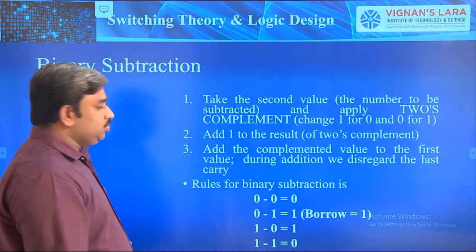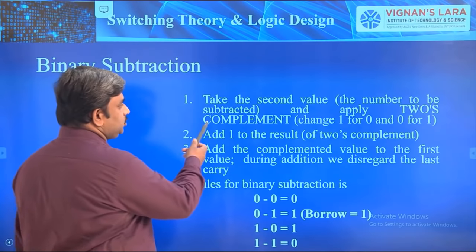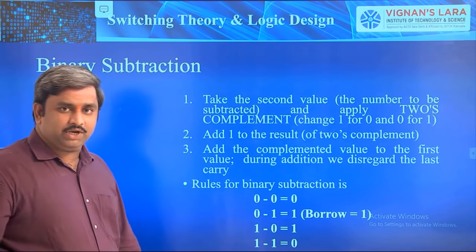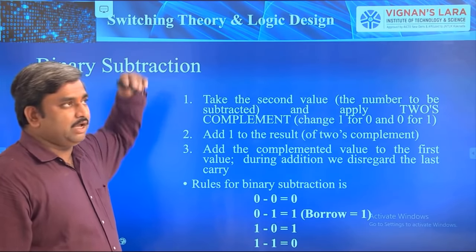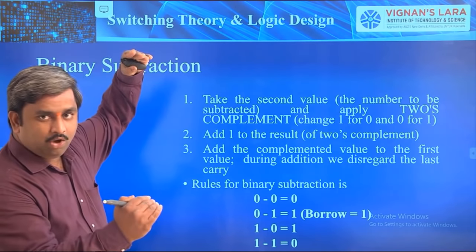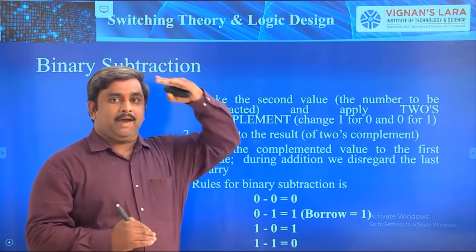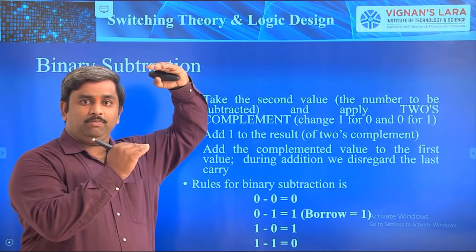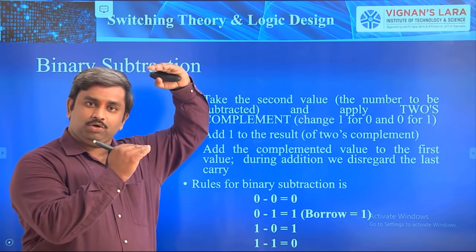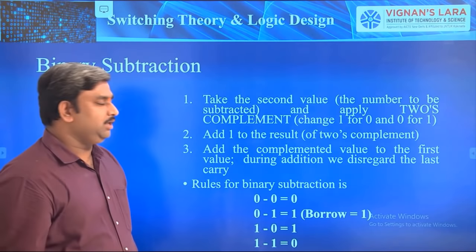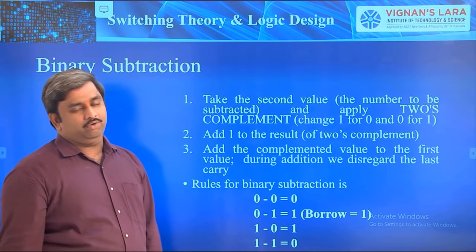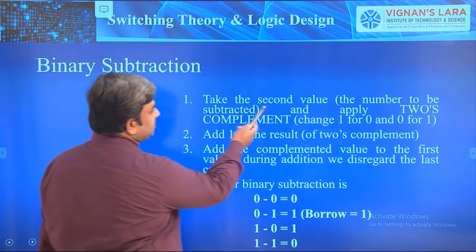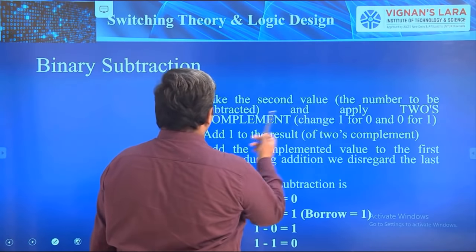So, binary subtraction. When you are doing subtraction, you have the minuend, that is the upper one, and the subtrahend, that is the lower one. Remember, minuend is the upper one and subtrahend is the lower one. So minuend minus subtrahend is equal to difference. If you have any borrow, you have to write down the borrow. Here, take the second value and apply 2's complement.